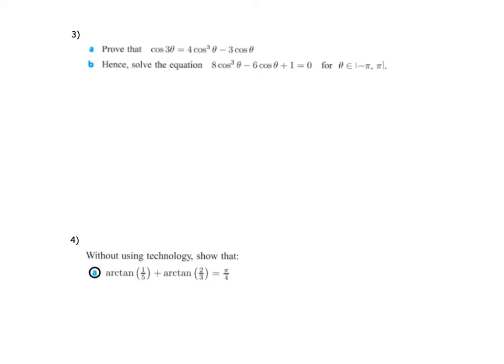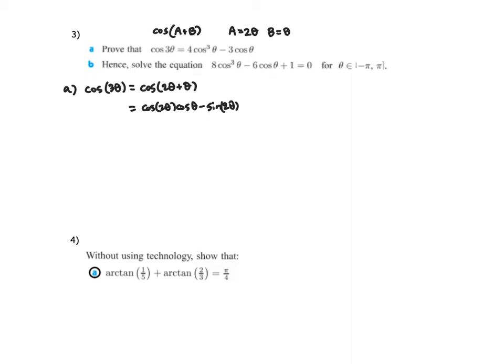Okay, problem number 3. It says prove that cosine 3 theta equals 4 cosine cubed theta minus 3 cosine theta. All right, this is going to be an identity, and we're going to use the identity cosine of a plus b. In this case, I'm going to use a is equal to 2 theta and b is equal to theta. So part A, I'm going to prove cosine 3 theta equals that thing. So I'm going to write it out as cosine of 2 theta plus theta. So that would be cosine 2 theta cosine theta minus sine 2 theta sine theta.